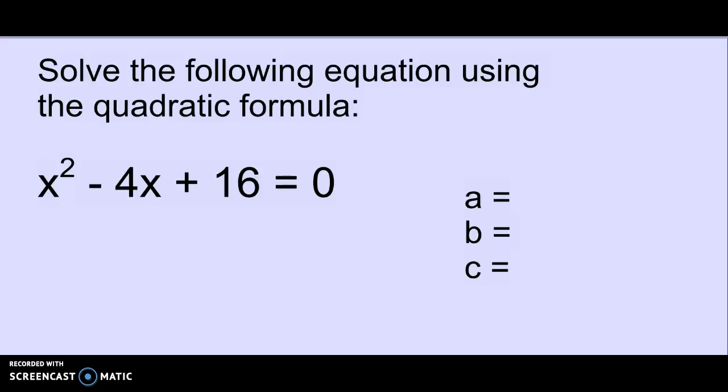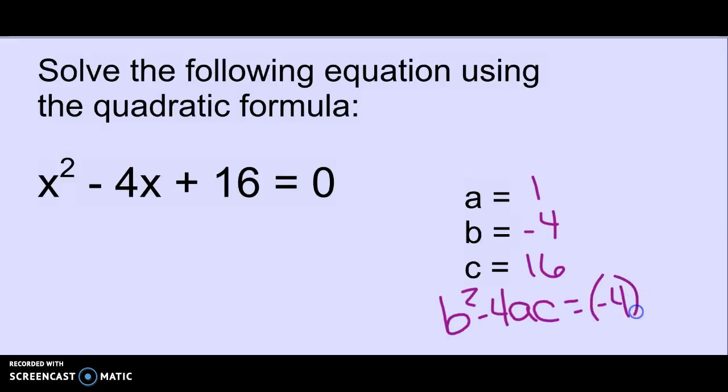So we have our A is 1, our B is negative 4, and our C is 16. So 1, negative 4, and 16. I'm going to find B squared minus 4AC. Go ahead and hit pause if you need to work that out. All right, negative 4 squared.